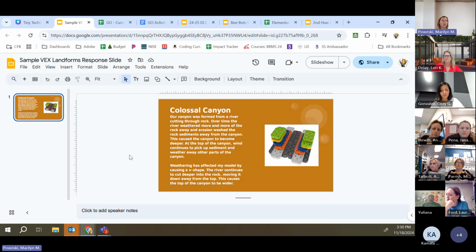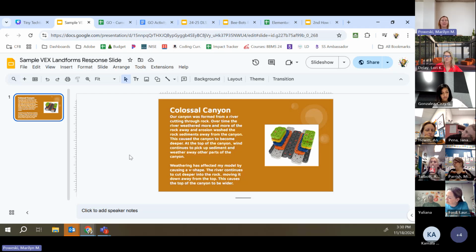You could do it with Adobe. You could do it with Canva. They took a picture of what they made and then they told me about it. So how was it formed? How did they make it? What are the different features of that thing that they built that lets me know that they have the science understanding behind what they actually made?